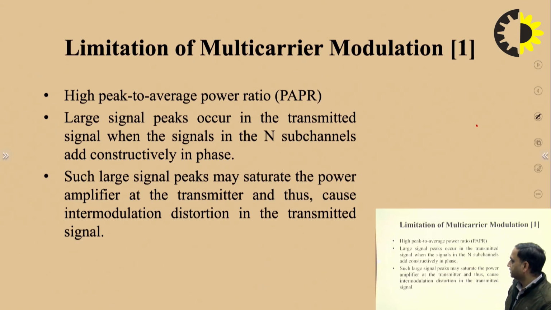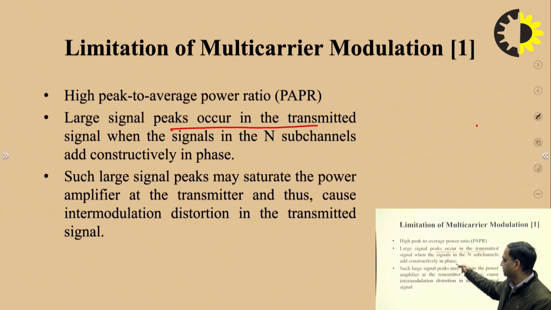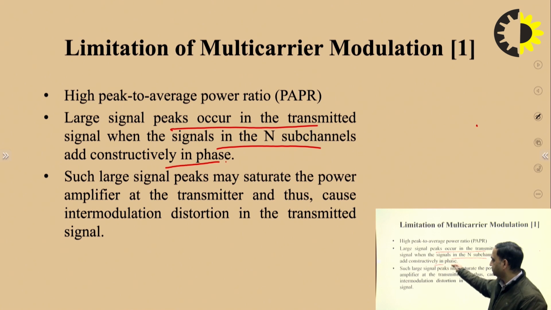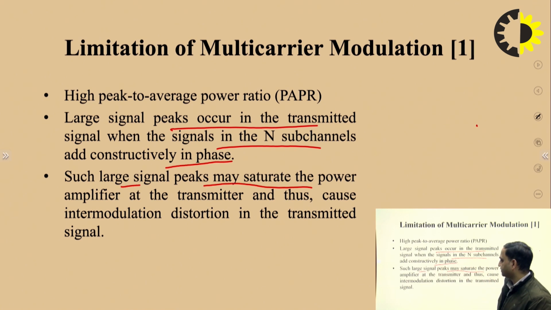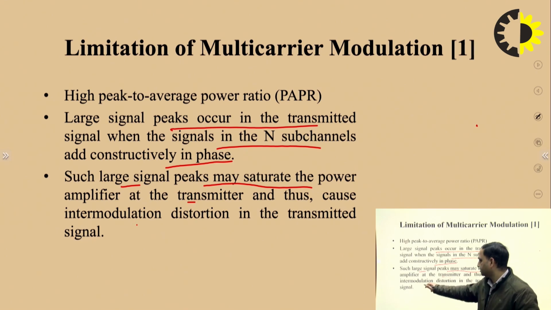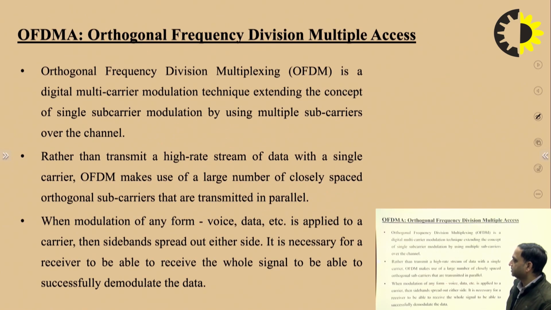So there are some limitations for multi-carrier modulation, like high peak to average power ratio, that is PAPR. Large signal peaks occur in the transmitted signal when the signals in the N subcarriers add constructively in phase. Large signal peaks may saturate the power amplifiers at the transmitter and thus cause intermodulation distortion in the transmitted signal. So these are all the limitations.